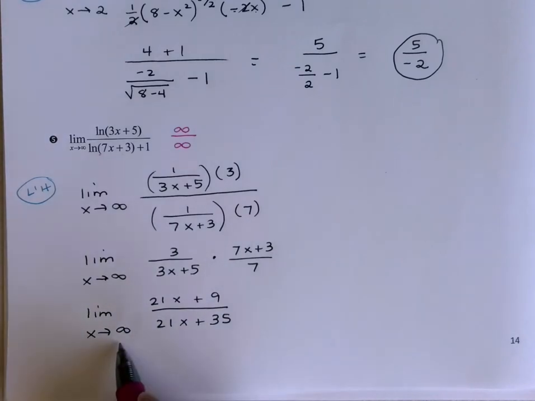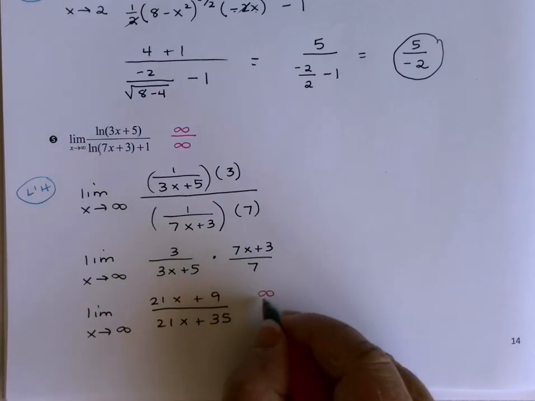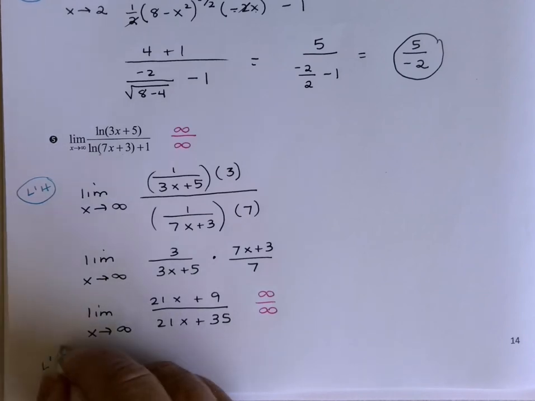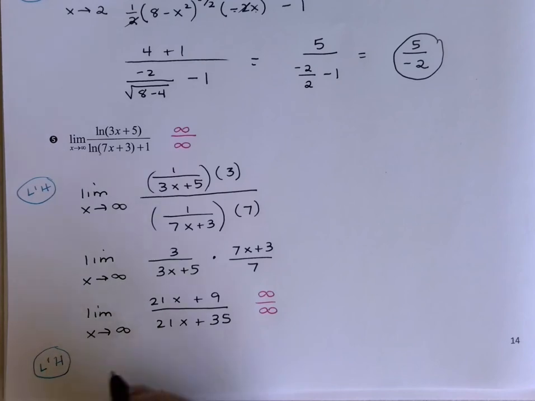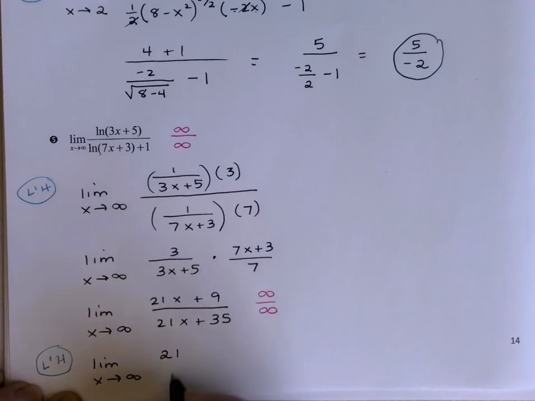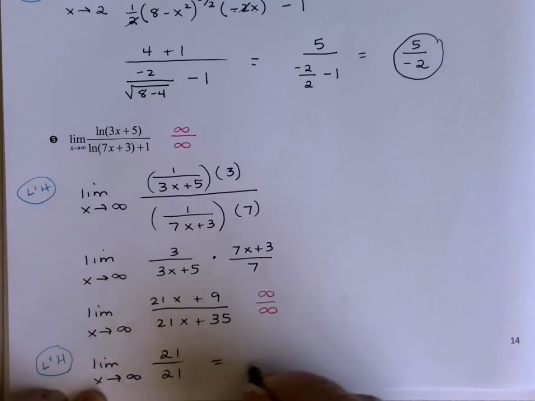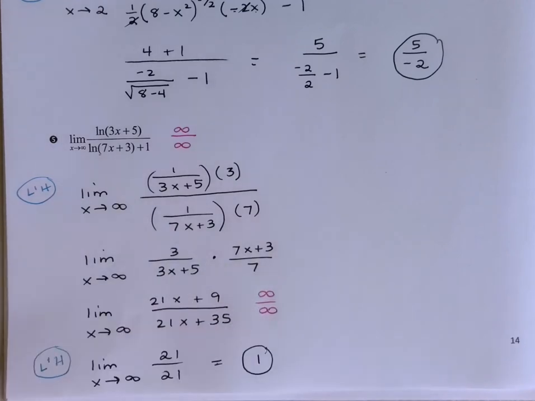Now notice as x goes to infinity, that's still infinity over infinity. And so I'm going to go ahead and apply L'Hopital's rule again. Derivative on the top is 21, and so is the derivative on the bottom. So I just end up with 21 over 21, or a limit of 1. So when you start with one of those forms, 0 over 0 or infinity over infinity, it's usually at least somewhat straightforward to go ahead and calculate your limits.